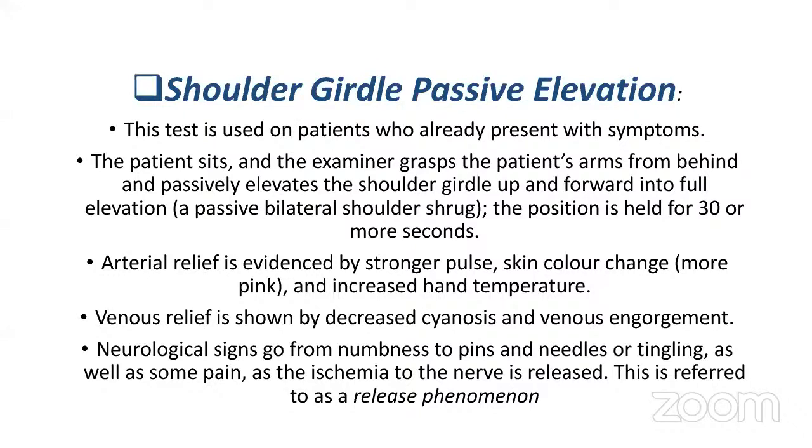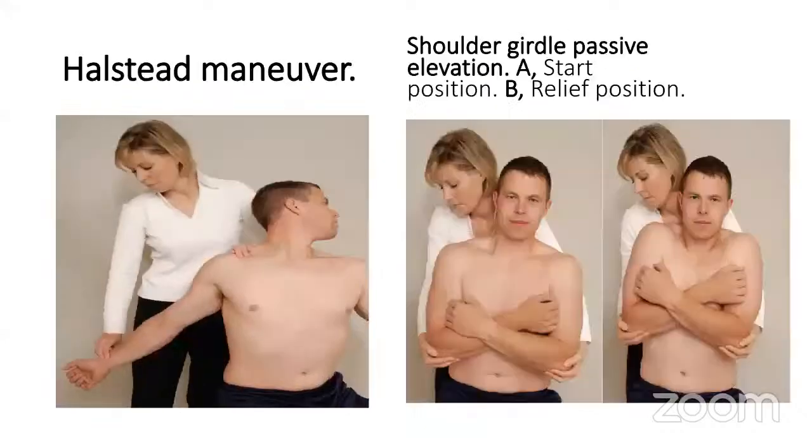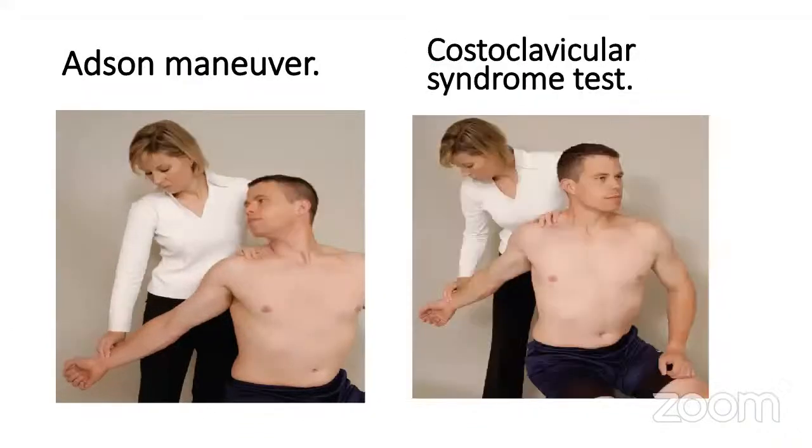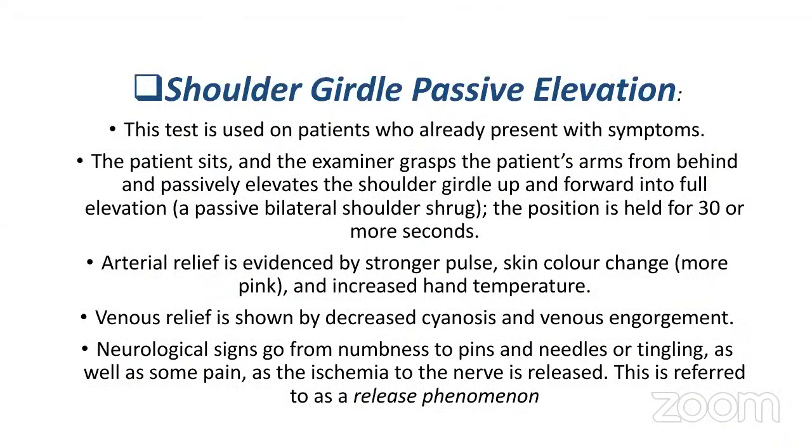The patient sits and the examiner will grasp the patient's arm from behind. Like this, you can see the figure in the first one, the hand placement of the therapist. Then what will the therapist do? Passively elevate the shoulder girdle up and forward into full elevation. The position is held for 30 or more seconds.